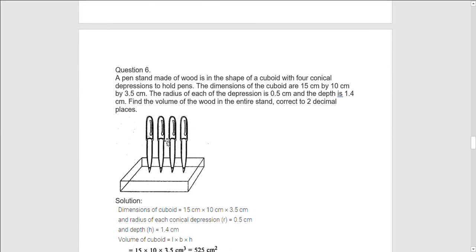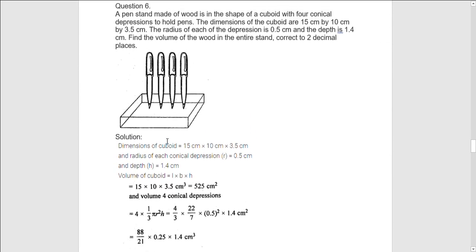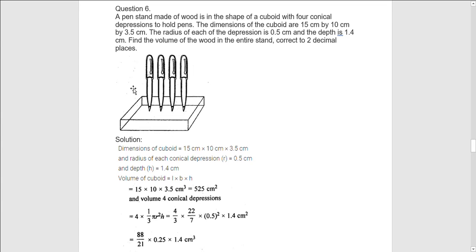This question is interesting. Look at this pen stand. If you can see this pointed, the shape is conical. This is conical, conical, conical. So how many conical tips are there? 4. And what is the shape of this stand? Cuboid. Follow? Now read the question.